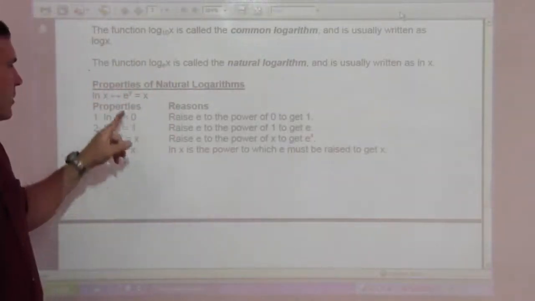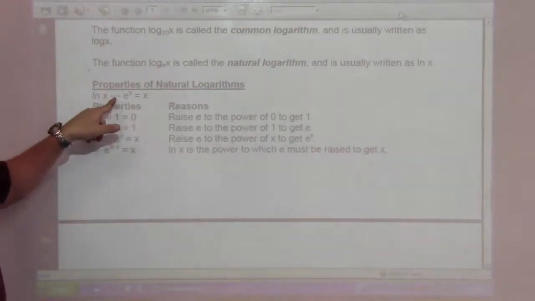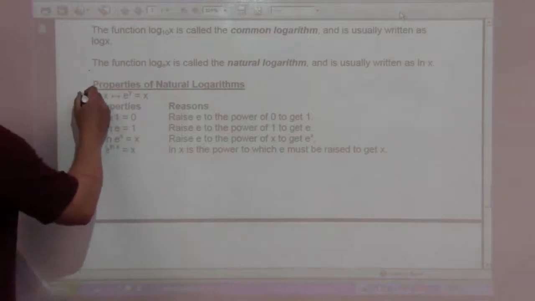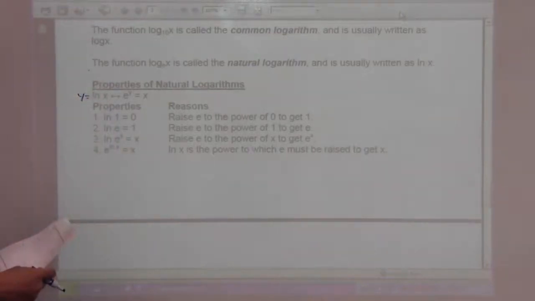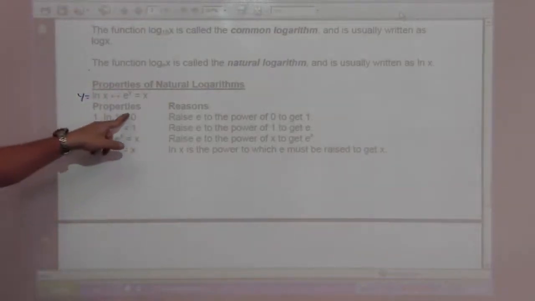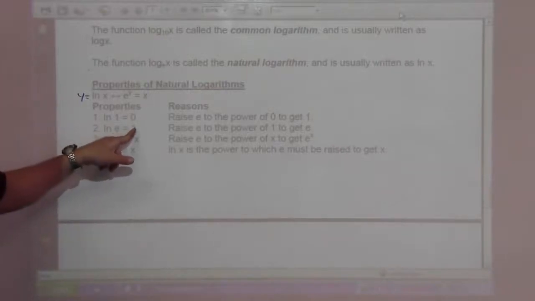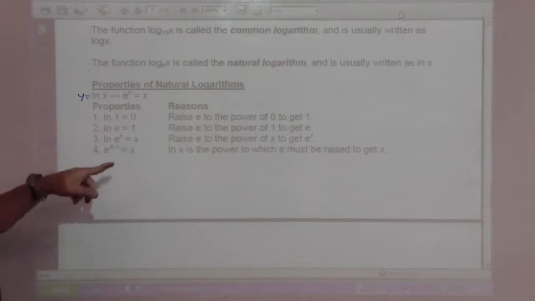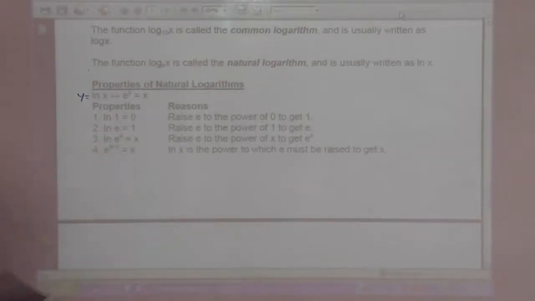Properties of natural logarithms. y equals natural log of x is equivalent to saying e to the y equals x. Natural log of 1 is 0. Natural log of e is 1 because e to the 1 is e. Natural log of e to the x is x, and e to the natural log of x is x.